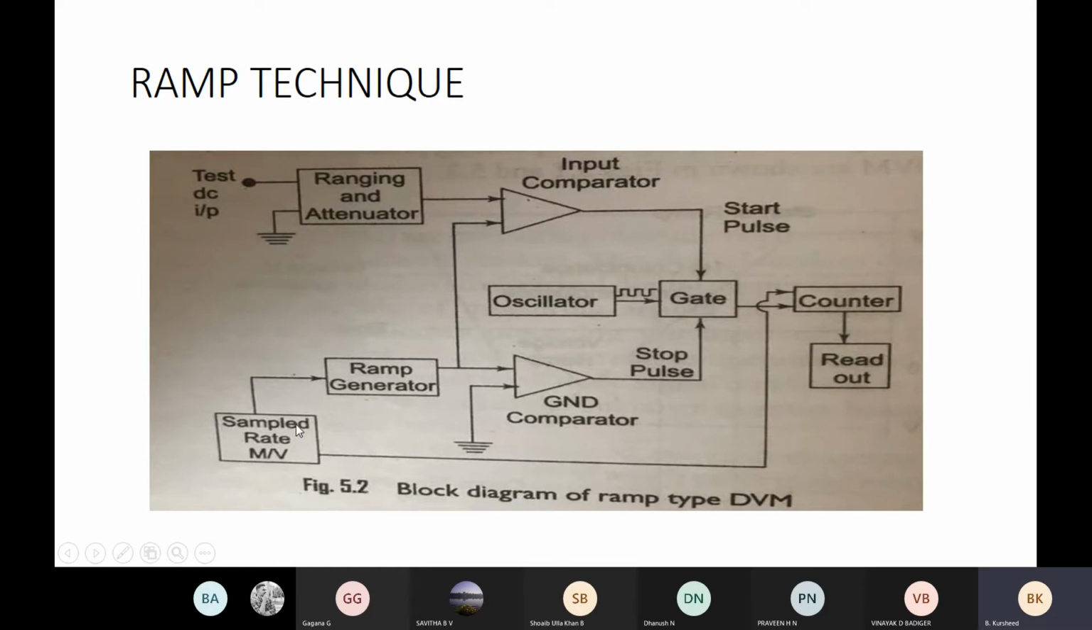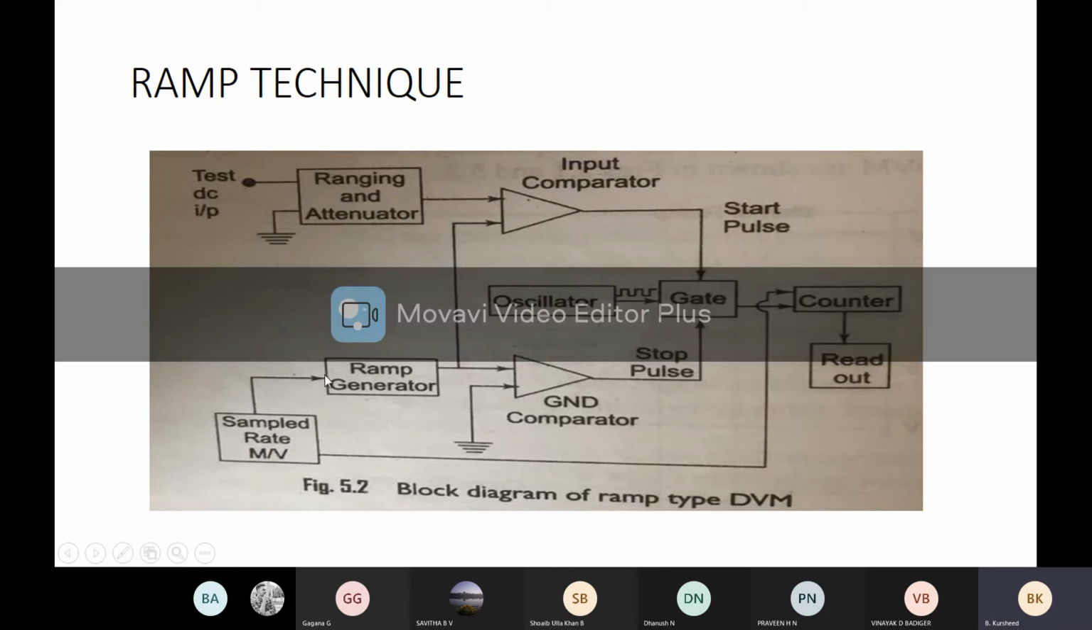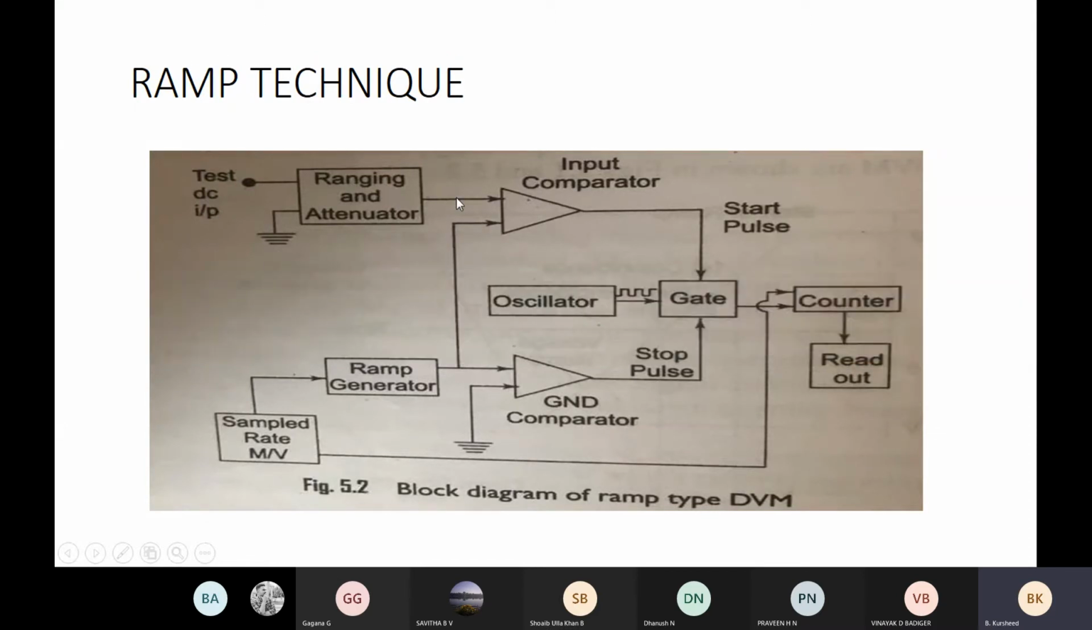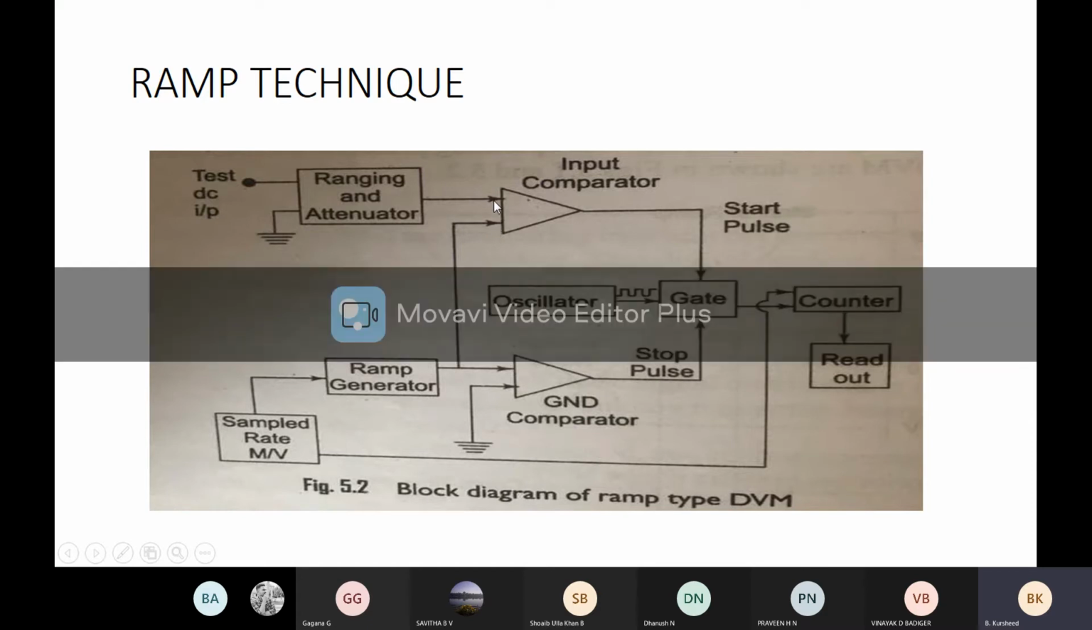See here, a sample rate multivibrator. The multivibrator initially gives a pulse to the ramp generator. The ramp generator will generate a ramp signal. This ramp signal is compared with the input signal, and the comparator goes on comparing these two signals. When the ramp is equivalent to the analog input, the comparator output will be 0.